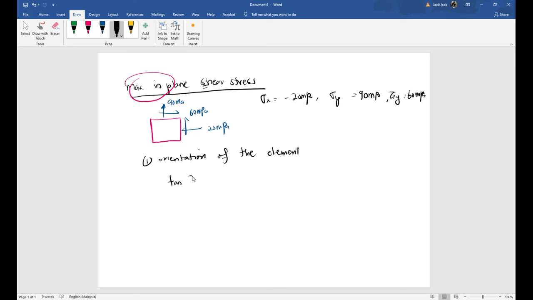Tangent 2 theta s is equal to minus (sigma x minus sigma y) divided by 2, divided by tau xy. So you will get two different answers, the solutions for this 2 theta s. The first one, 2 theta s is equal to 42.5 degrees, or your theta can simply be equal to 21.3 degrees.